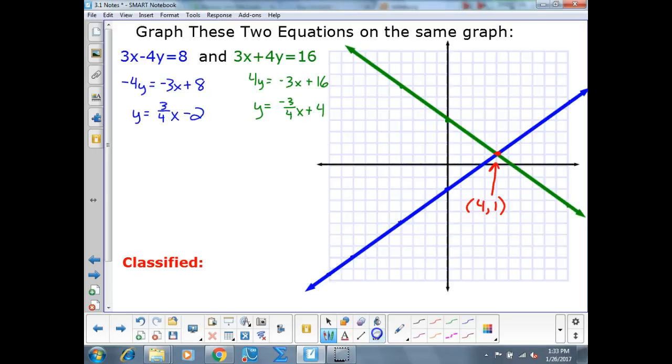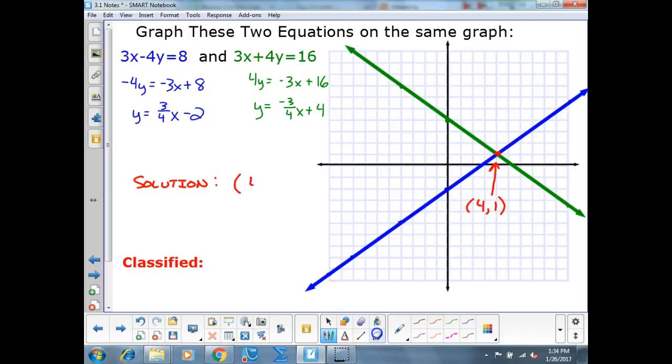Now, I can always check my solution by plugging it back into my two original equations and hopefully getting two truthinesses. 3 times 4 is 12, minus 4 times 1 is 12 minus 4, which is 8. So blue checks out. 3 times 4 is 12, 4 times 1 is 4, 12 plus 4 is 16, so green checks out.